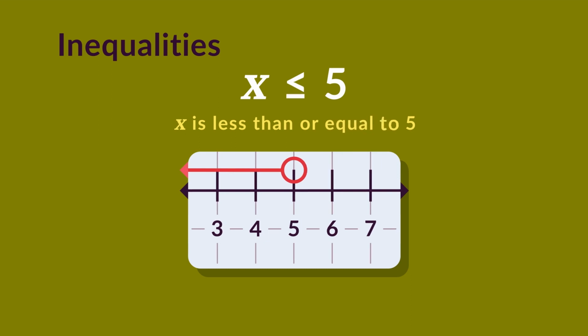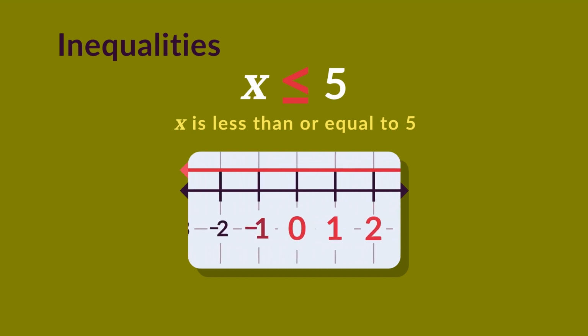X is less than or equal to 5. The filled dot indicates that 5 is included in the solution. Once again, the line with the arrowhead to the left of 5 indicates that the solution set includes all numbers smaller than 5, and this continues indefinitely.